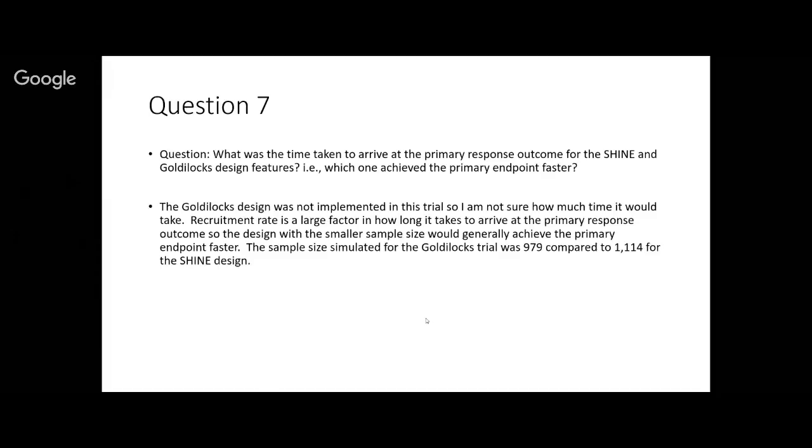Recruitment rate is a large factor in how long it takes to arrive at the primary response endpoint, so the design with the smaller sample size would generally achieve the primary endpoint faster. For the simulated studies, the sample size for the Goldilocks trial was 979 compared to 1,114 for the SHINE design.